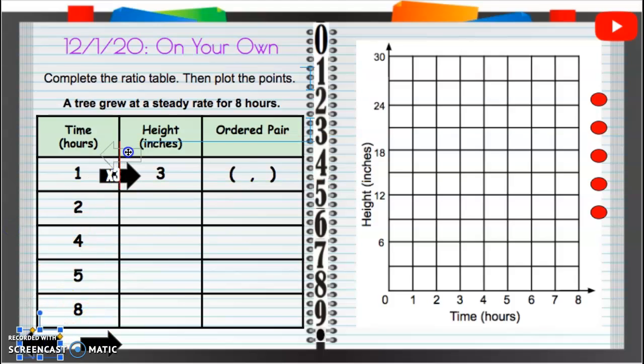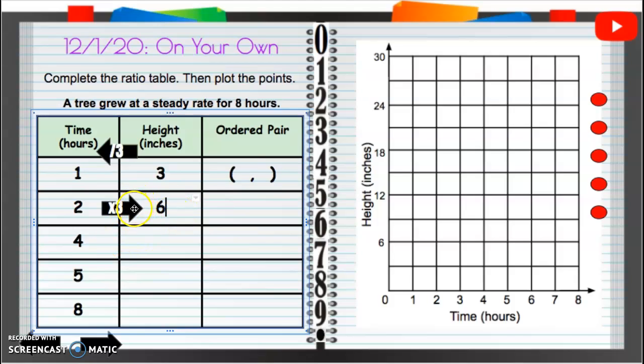How do I get from 3 to 1? What's the opposite of multiplying by 3? Dividing by 3. But in this case, we only need multiplying by 3 because we're only going from that time to that height. So what is 2 times 3? That is 6. So in 2 hours, it'll grow 6 inches.